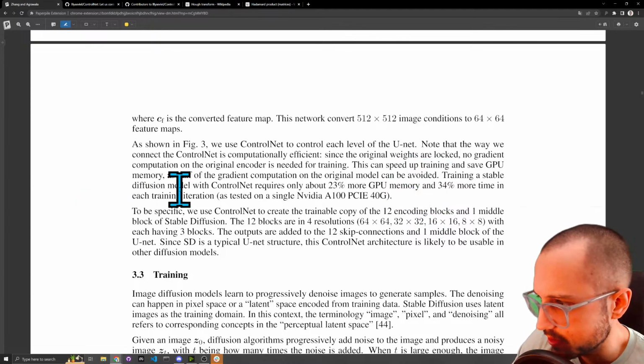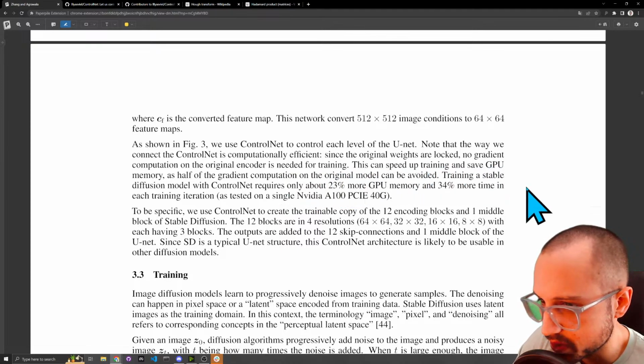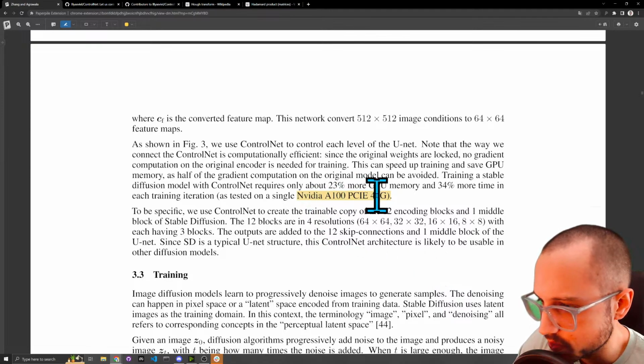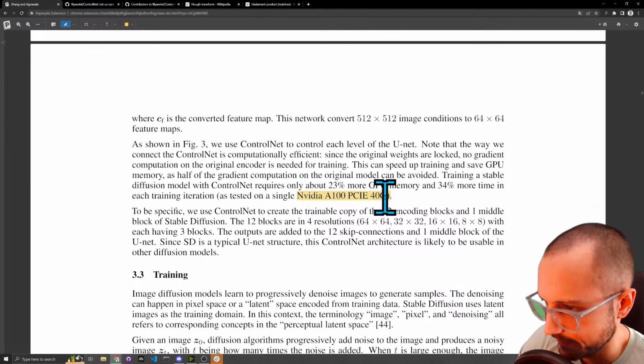Training a stable diffusion model with ControlNet requires only about 23% more GPU memory and 34% more time in each session. They tested this on an NVIDIA A100 with 40 gigs of memory, which is pretty huge. That's not something that you would have available as an individual person with a GPU at home.